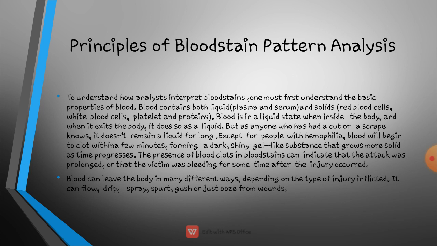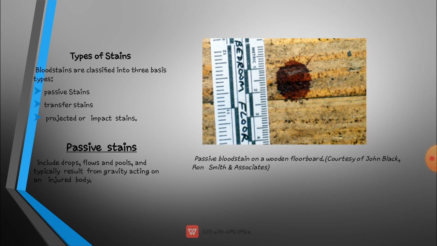The presence of blood clots in a blood stain can indicate that the attack was prolonged or that the victim was bleeding for some time after the injury occurred. It actually helps us in analyzing how this event occurred and how the blood was shed, and after this we can also use this blood for DNA analysis. Blood can leave the body in many different ways depending on the type of injury. It can flow, drip, spray, spread, gush, or just ooze from the wounds. So, there are different ways in which blood is shed out of the body.